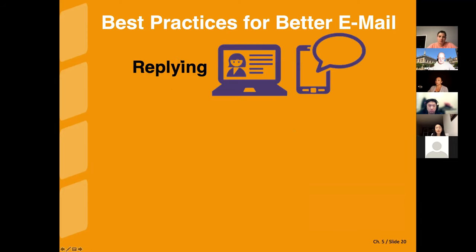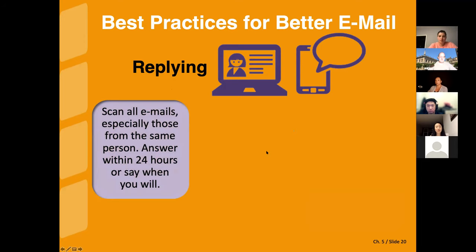All right. So when we talked about communication theory, we said that there is a sender and a receiver. So now we're turning the tables and we're saying, okay, you've received the email. Now you are the sender. You're replying, which makes you the sender. So there are things to know about that. When you're replying, you want to make sure that you scan all the emails that you receive, especially if there are multiple ones from the same person, and make sure that you answer, if at all possible, within 24 hours.